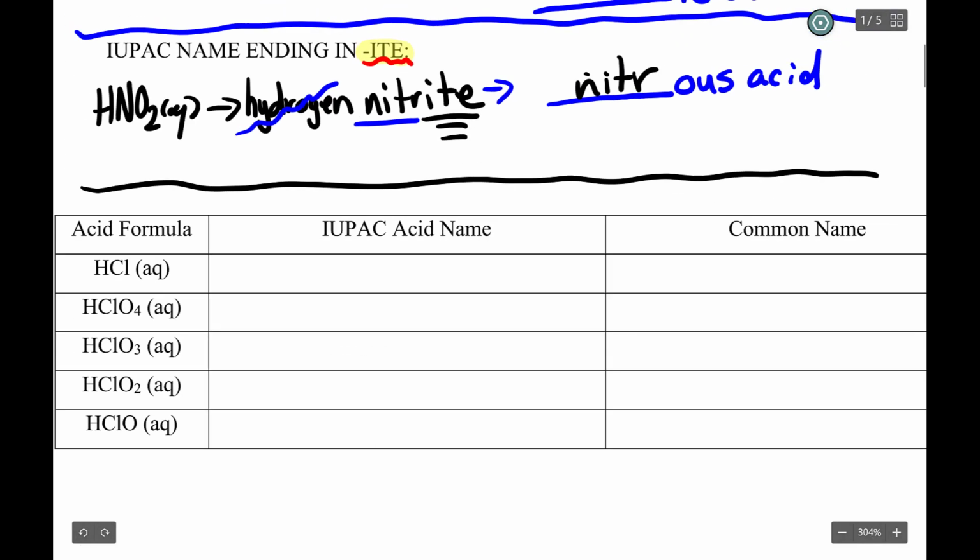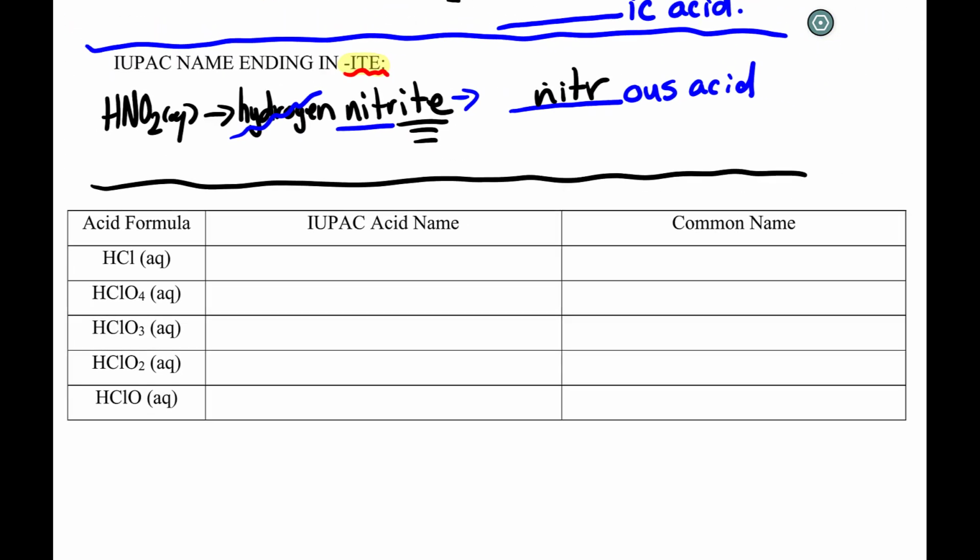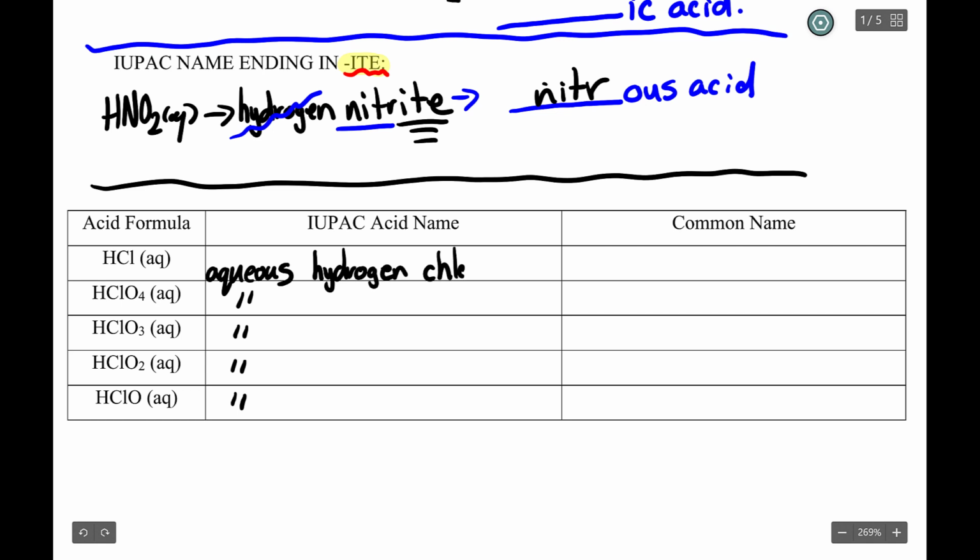What I'd like you to do at this time is to complete the following table. Now, I haven't discussed the IUPAC acid name in detail, so I am going to help you there. The IUPAC acid name always starts with the word aqueous, which simply means dissolved in water. So this would be aqueous, aqueous, aqueous, aqueous, and then followed by its standard ionic name, which I've been using in the examples above. So for instance, HCl would be aqueous hydrogen chloride, and ClO4 is called perchlorate, so this would be aqueous hydrogen perchlorate.